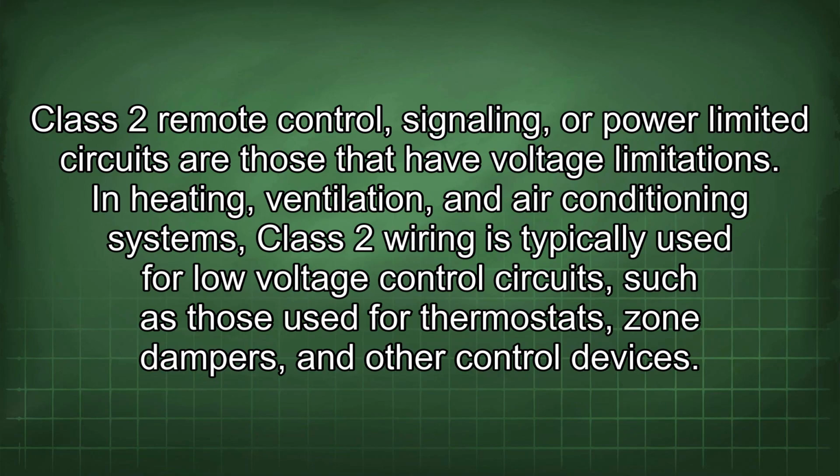Class 2 remote control, signaling, or power-limited circuits are those that have voltage limitations. In heating, ventilation, and air conditioning systems, Class 2 wiring is typically used for low-voltage control circuits, such as those used for thermostats, zone dampers, and other control devices.